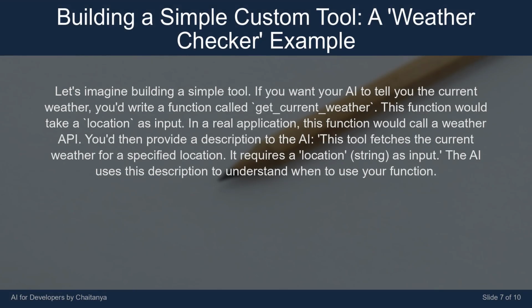Let's imagine building a simple tool. If you want your AI to tell you the current weather, you'd write a function called get_current_weather. This function would take a location as input. In a real application, this function would call a weather API. You'd then provide a description to the AI. This tool fetches the current weather for a specified location. It requires a location string as input. The AI uses this description to understand when to use your function.